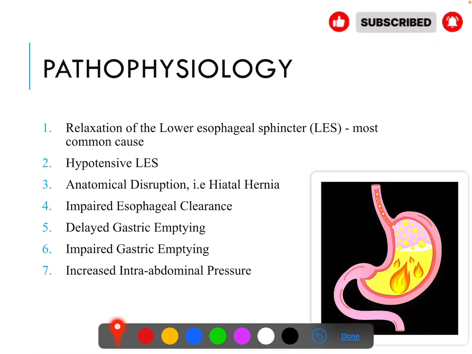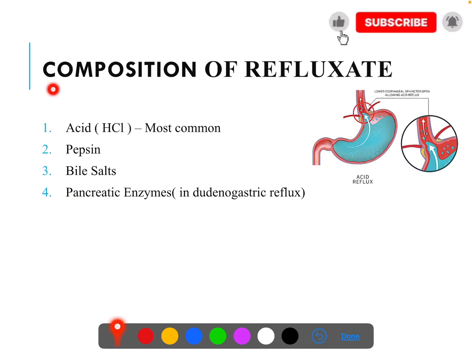In pathophysiology, there is the relaxation of the lower esophageal sphincter muscle, which is the most common cause. In case of hypotensive lower esophageal sphincter, in case of anatomical disruption, that is hiatal hernia, in impaired esophageal clearance, in delayed gastric emptying, increased intra-abdominal pressure. Let's move on to composition of reflux rate. There is acid, HCl, which is the most common, pepsin, bile salts, pancreatic enzyme in duodenogastric reflux.